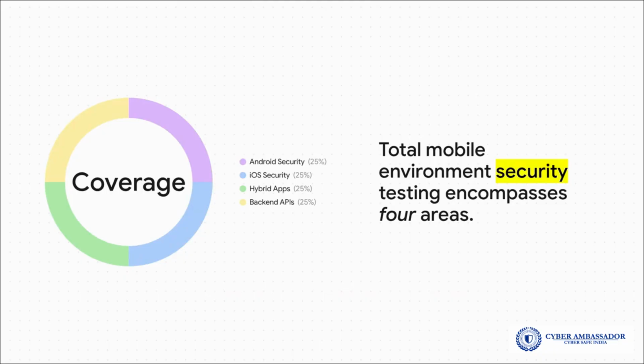To actually stop these risks, testing has to cover the entire ecosystem, not just the physical device. Total environment security testing covers 4 crucial areas. You've got Android security, diving deep into APKs. iOS security, analyzing keychains and IPAs. It covers hybrid apps built on frameworks like Flutter or React Native. And this is a big one, the back-end APIs. You have to test those GraphQL or REST endpoints that are actually running the show from the cloud.